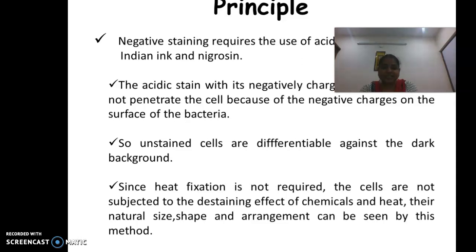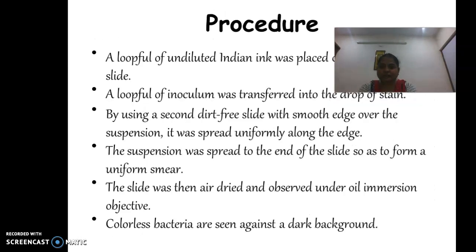So the unstained cells are differentiable against the dark background. Since heat fixation is not required here, the cells are not subjected to the destaining effect of chemicals, and their natural size, shape and arrangement can be observed by this method. This is the main principle involved: bacterial cells which are very slender and cannot be stained by the normal staining method can be stained by negative staining, where the negative stain carries a negative charge and the bacterial cell repels it because it also has a negative charge, and the stain is taken up by the background.